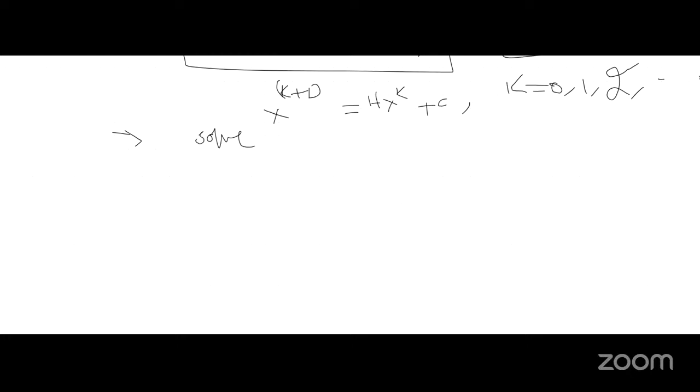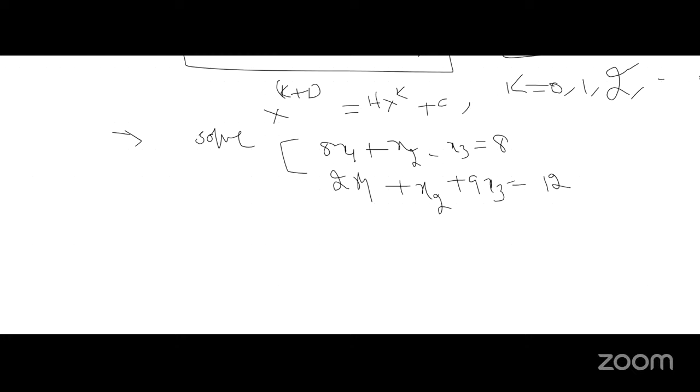So write one problem. Solve 8x1 plus x2 minus x3 equal to 8, and 2x1 plus x2 plus 9x3 equal to 12, and x1 minus 7x2 plus 2x3 equal to minus 4.